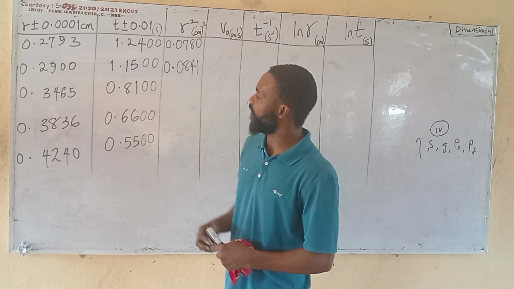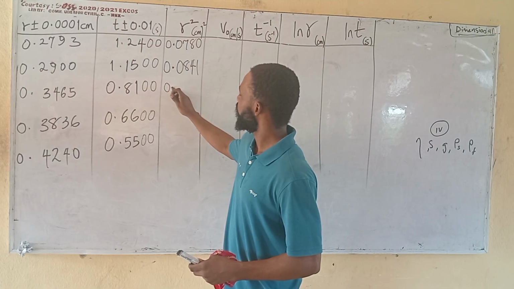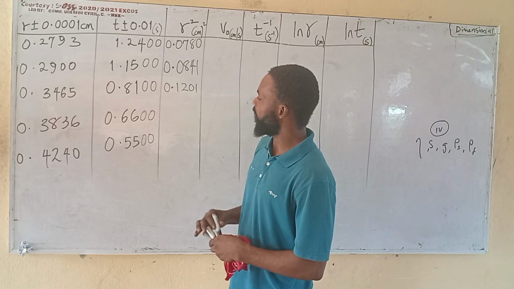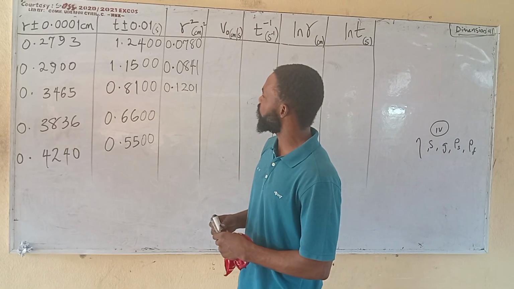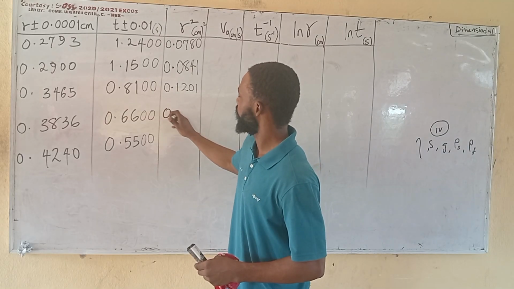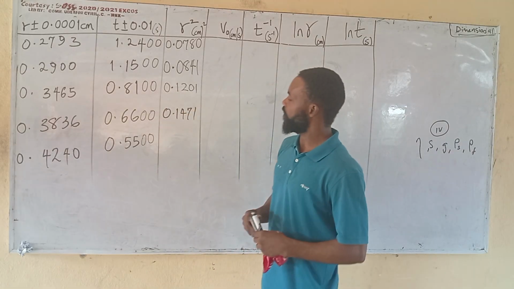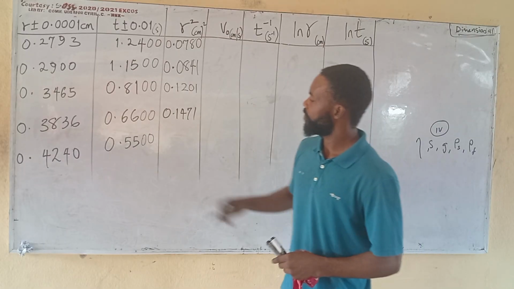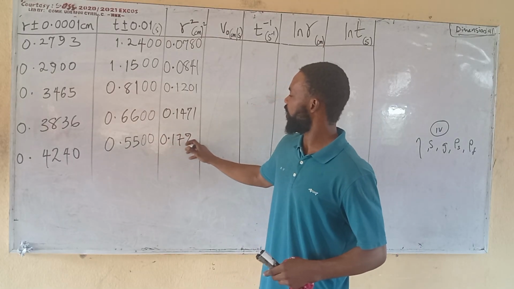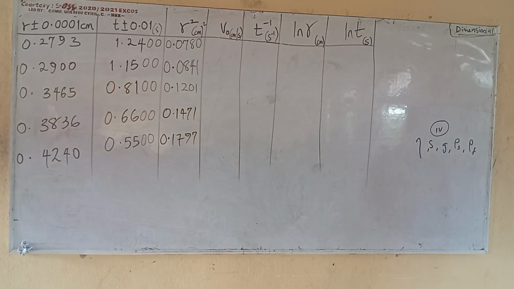Okay, do for me 0.3465. 0.1201. Okay. 0.3836 times 2. That's times 0.1471. Okay. 0.4240. 1797. Okay. The velocity.